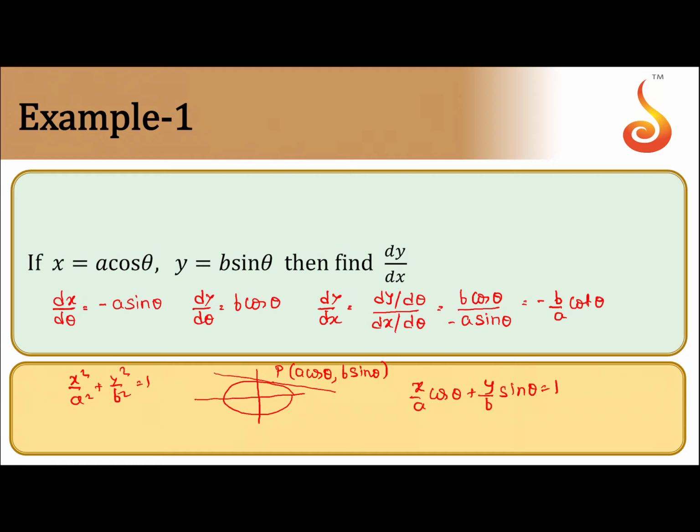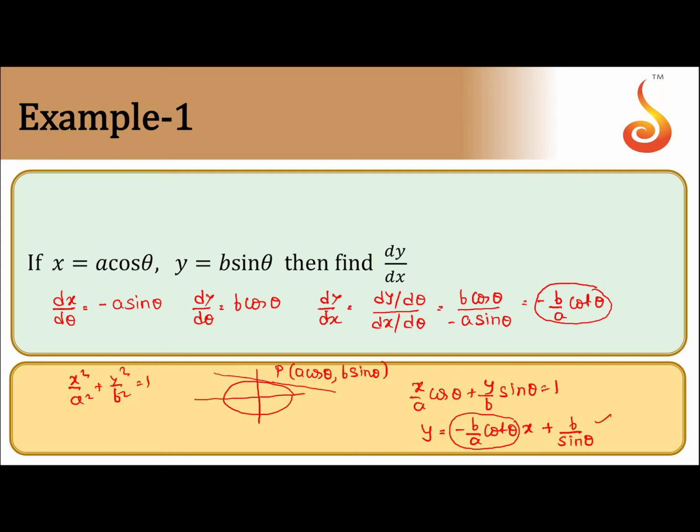If we write the same equation in slope-intercept form, we get y is equal to minus b by a cot theta x plus b by sin theta. So this is the equation. You can observe that the slope is minus b by a cot theta. Here also minus b by a cot theta.